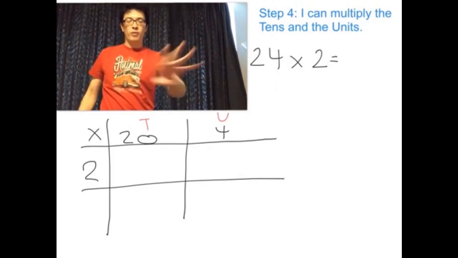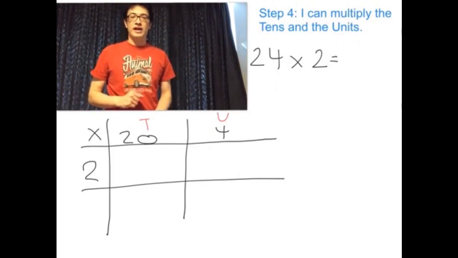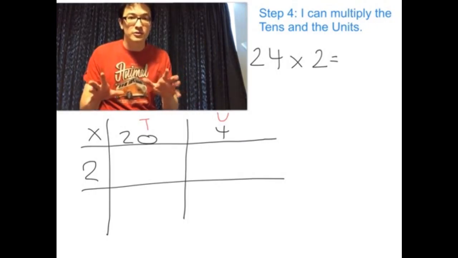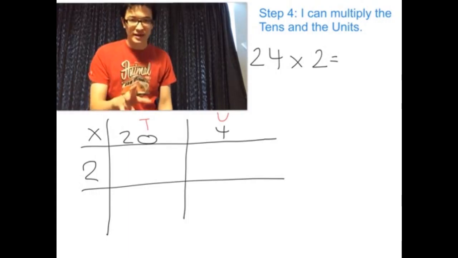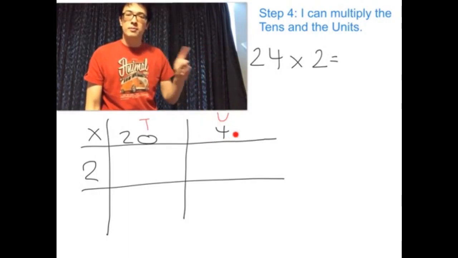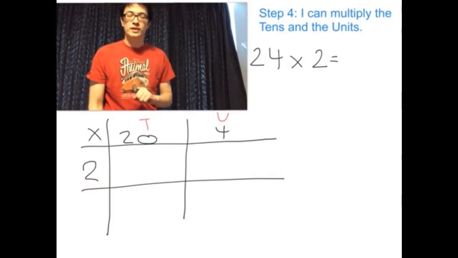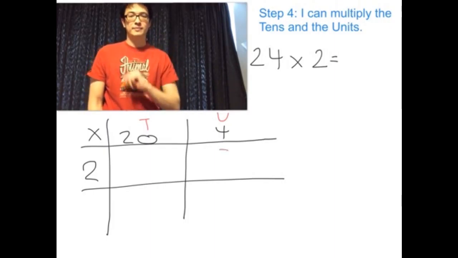Step number 4. I can multiply the tens and the units. Alright, so listen up, ladies and gentlemen, aliens and robots. This is where it gets a little bit tricky. So the first thing we have to do is to multiply the 4 by the 2. So what is 4 times 2? Well, we should all know 4 times 2 is 8.